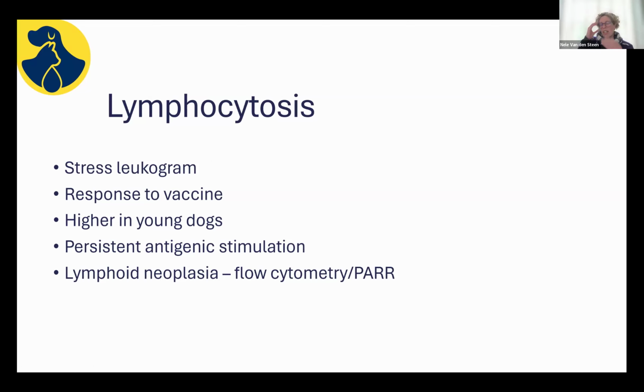Now, if it comes to a certain level, and definitely if they are small lymphocytes or well-differentiated lymphocytes, you will want to differentiate this from a chronic leukemia. And we spoke about this a few weeks ago. You can do this either by flow cytometry or PARR.